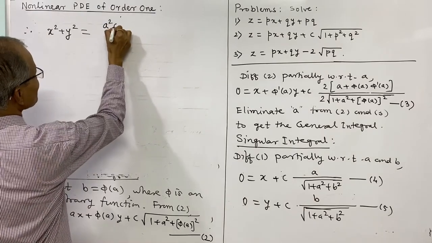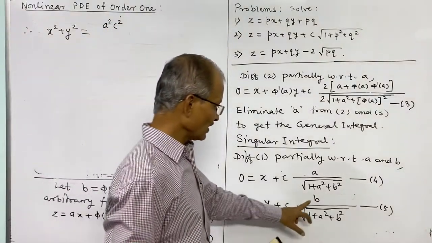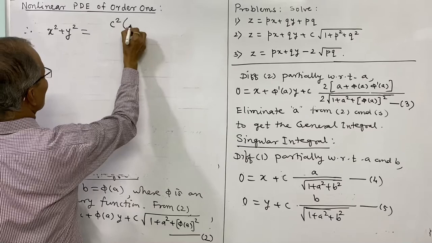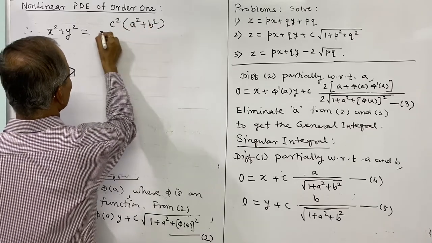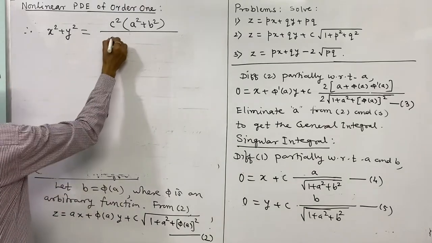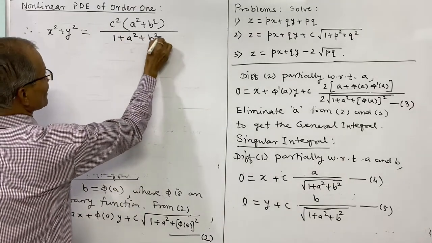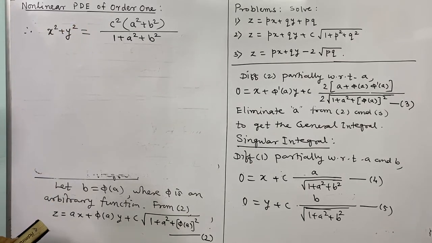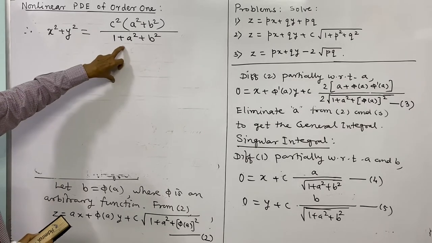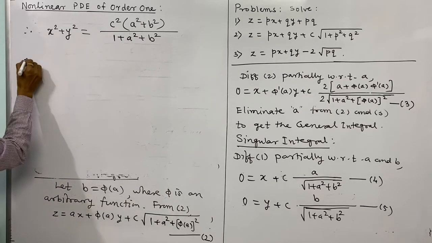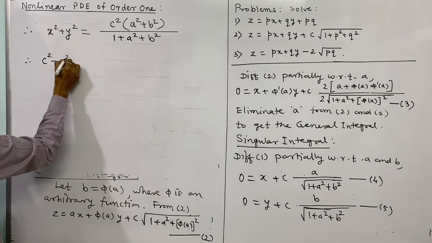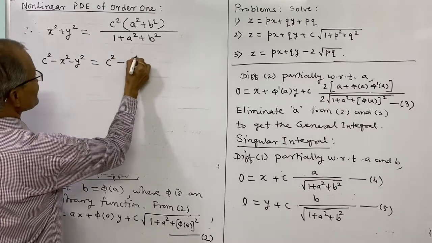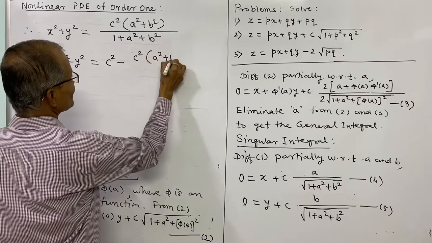a square into c square plus c square into b square, and in that c square is common. So I shall write directly c square is common. In bracket it remains a square plus b square, divided by the square of the denominator, which is 1 plus a square plus b square. You can check it easily, and this is x square plus y square. From this, what we should write is the value of 1 upon, or c square minus this. So c square minus x square minus y square, c square minus this, c square minus c square into a square plus b square.